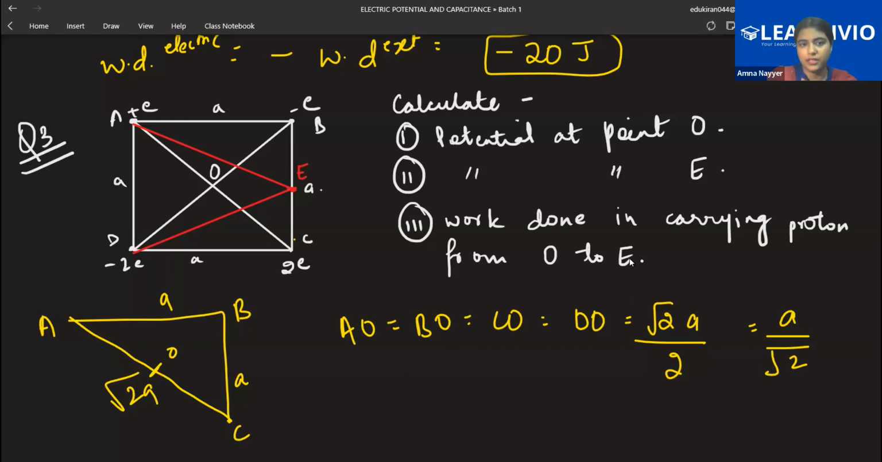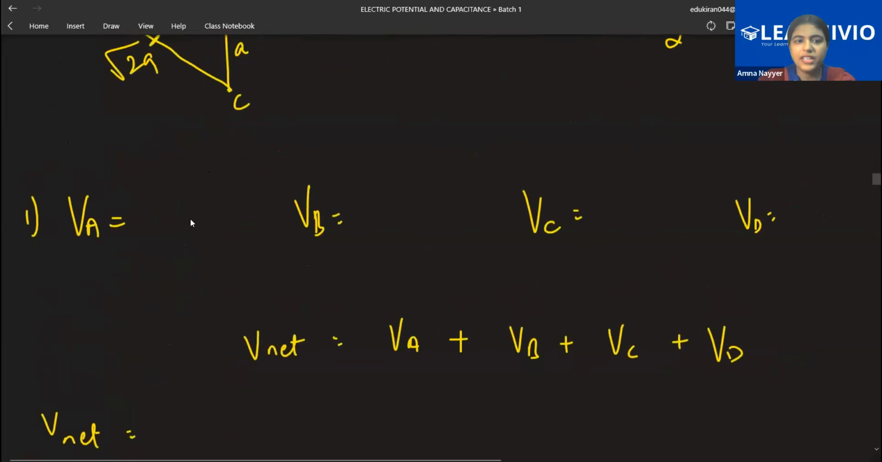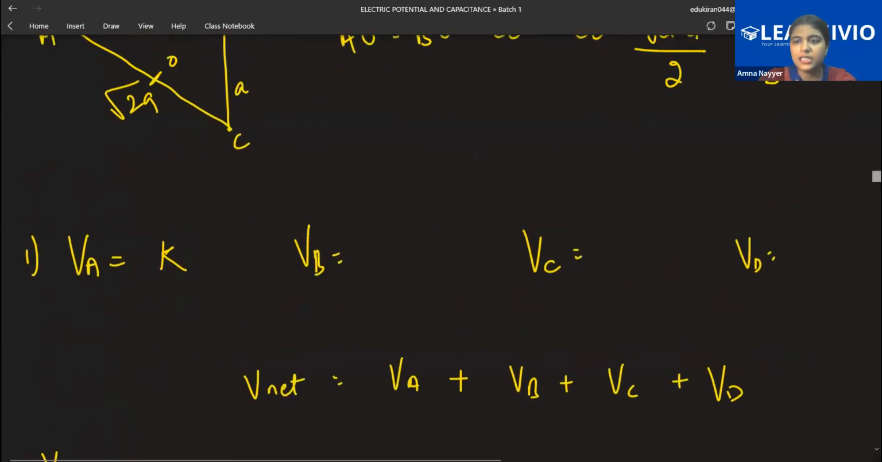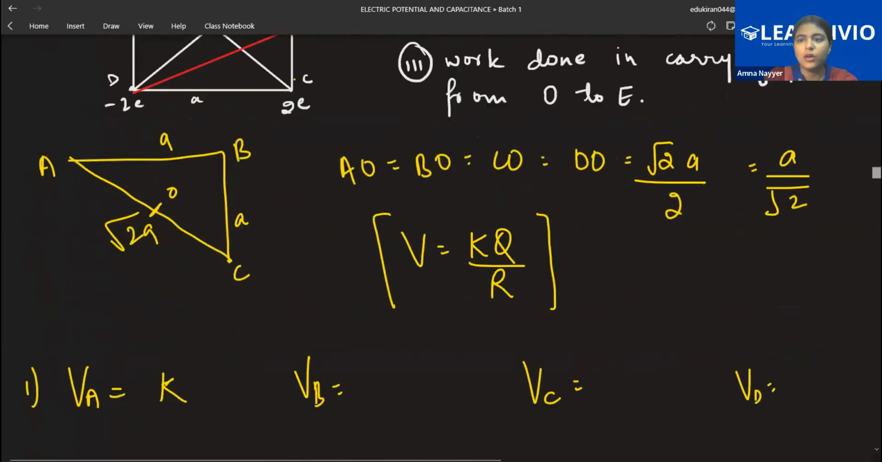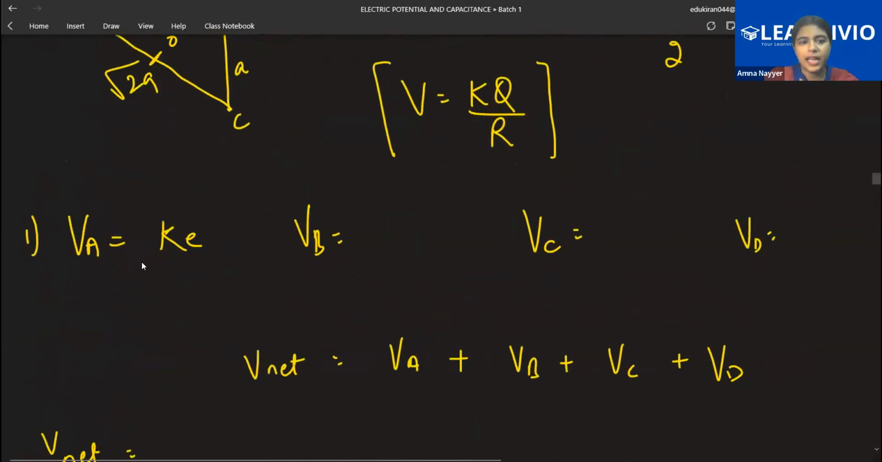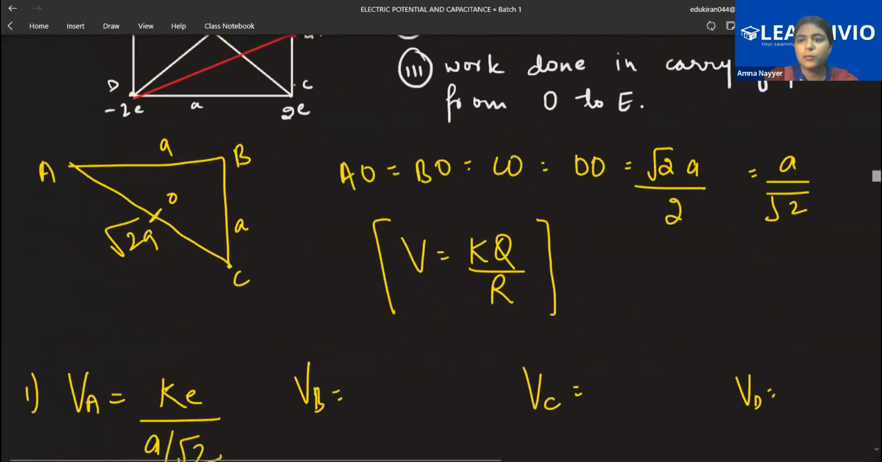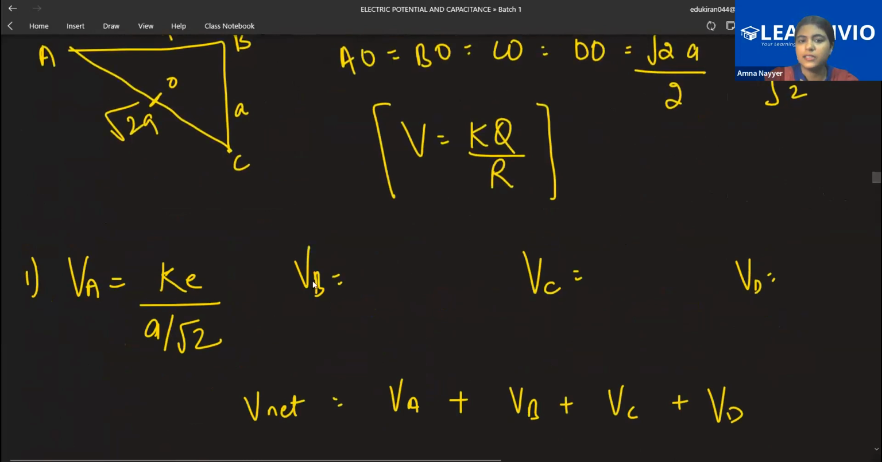Now from the center O, we'll calculate the potential. We know the formula is KQ by R. We have to put everything into this formula. So VA will be K, what is the charge? Charge is E. And what is the separation? A by root 2. What about B? Charge is minus E. So K into minus E by A by root 2.